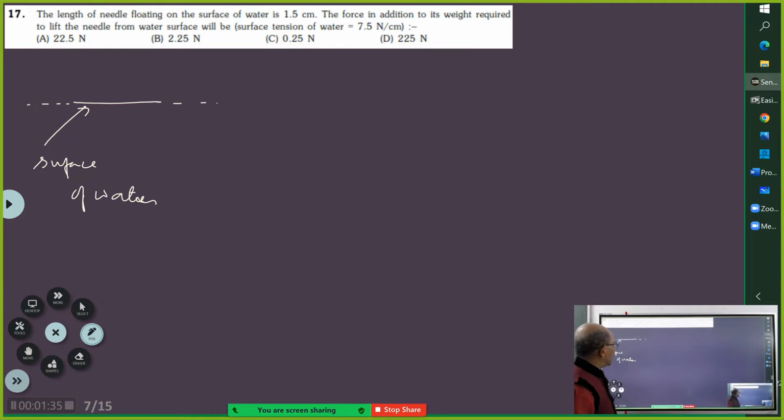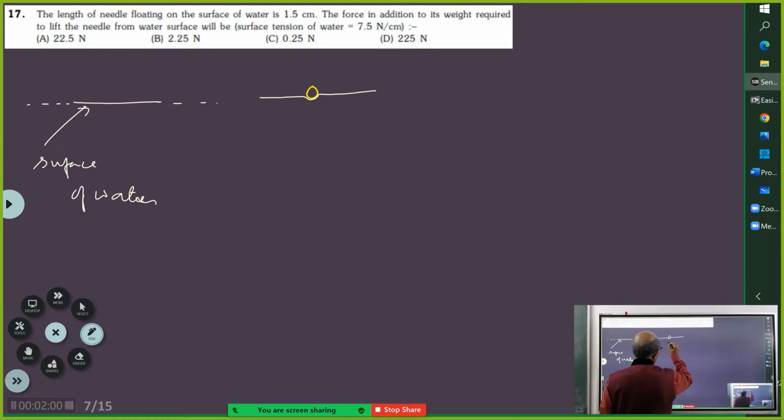But however, if you keep a needle on this, I will draw one more diagram for this. I am just showing it big. I am showing the cross section of the needle, right? Now you will find that the water surface is like this, and this is the needle. I am showing you the cross section of the needle.